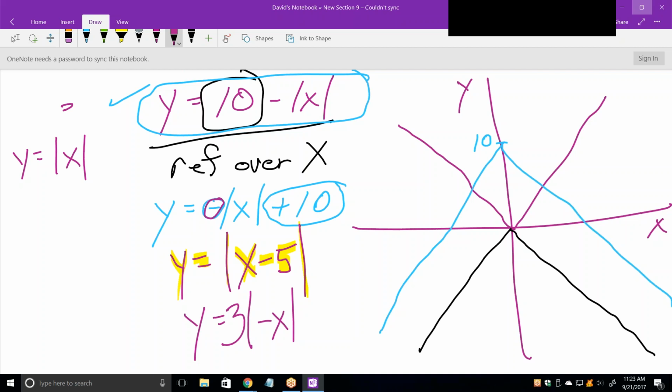Okay. If I add 4, that's a vertical shift. If I subtract 4, it's a vertical shift down. If I add 4, it's a vertical shift up. Why? Because it's outside the function. And there's only 3 things vertically you can transform, and there's 3 things horizontally.